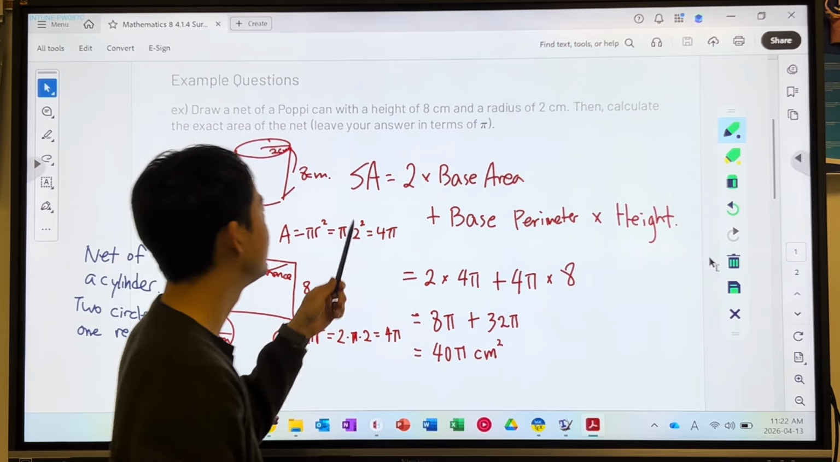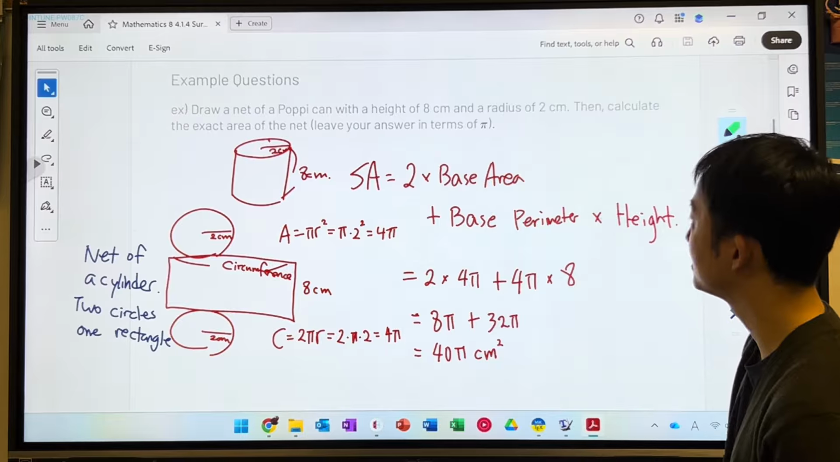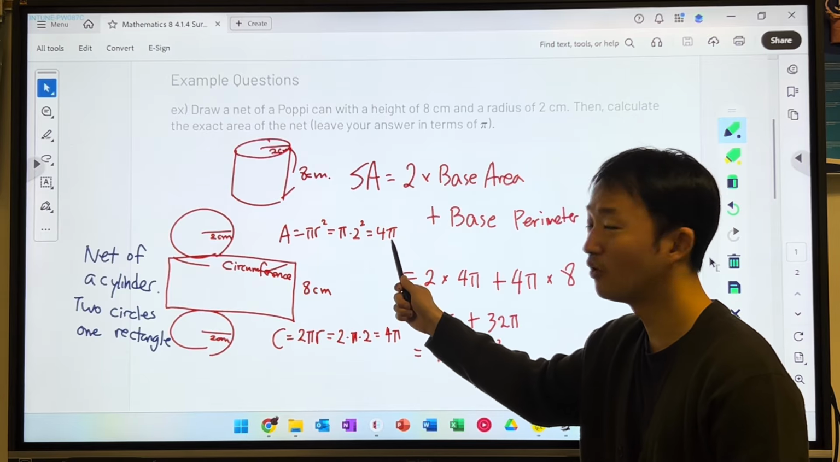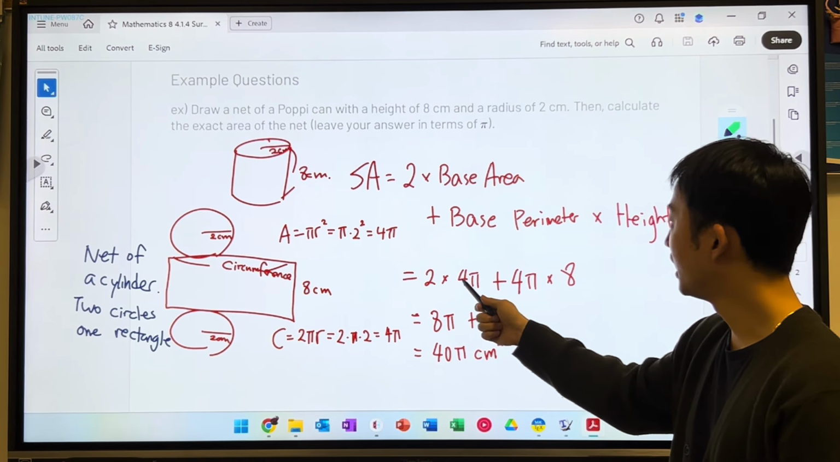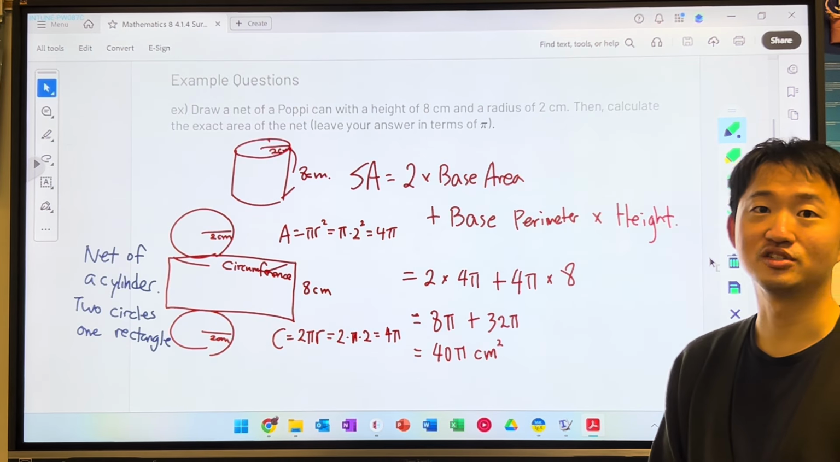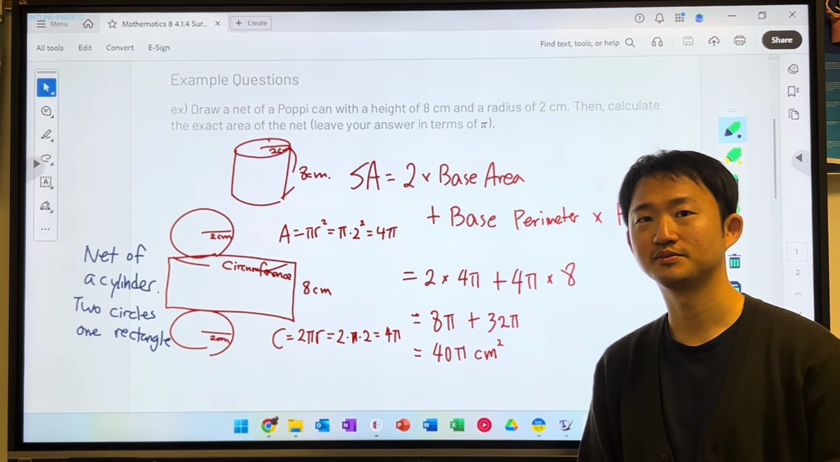Then we apply the same formula. SA is equal to 2 times base area plus base perimeter times height. I calculate the base area to be 4 pi centimeters squared. I calculate the base perimeter to be 4 pi centimeters. I plug in the numbers, and I get the result of 40 pi centimeters squared.